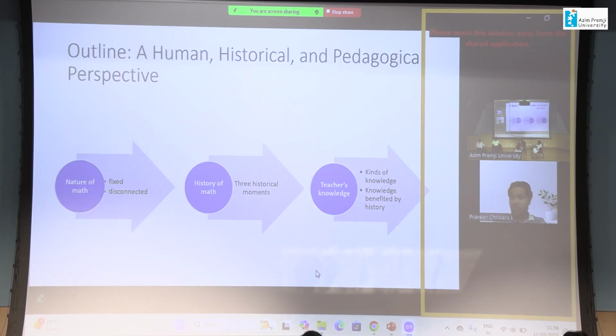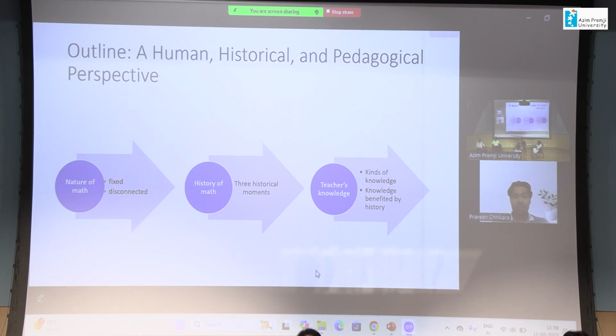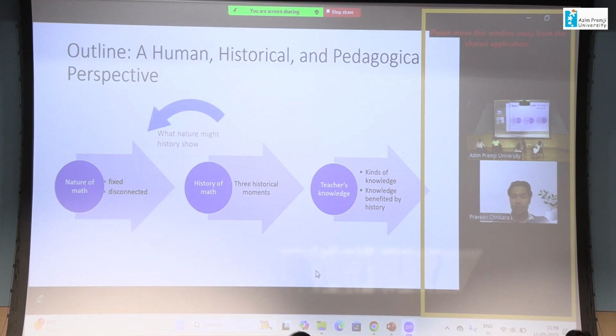So in this discussion, I emphasize the fixed nature of math many times that we highlight in our teaching. And then I will explain 3 instances from history to show a different nature of math that could be helpful sometimes. And then I will define what teacher knowledge is and how history can benefit different kinds of teacher knowledge. So the history of math will show the nature of math, and the history of math again will benefit the teacher knowledge that I will talk about briefly.